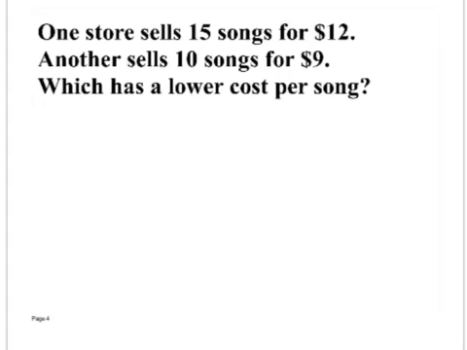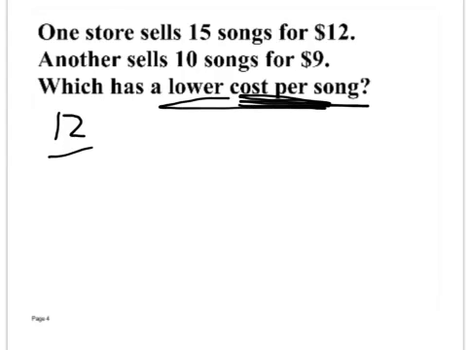So what we need to do is find a unit rate for each of these. Okay, now you would think we write 15 over 12, 15 songs per dollar, but we don't. Okay, you need to see which one you want. Dollars is going to be on top, because look at what they said. They want per song, right? Cost per song. So dollars has to be on top.